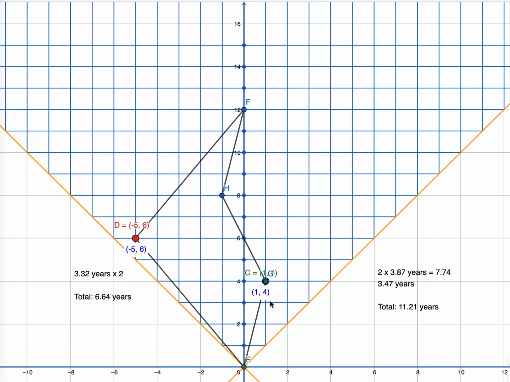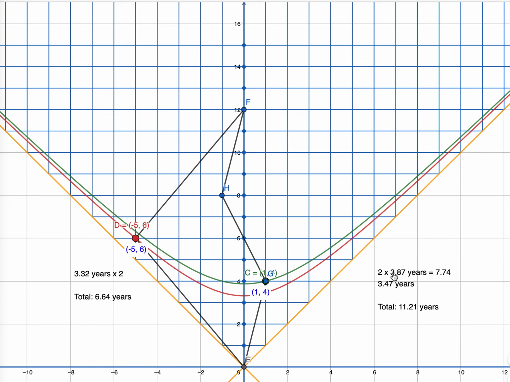Now, I'll turn on the hyperbola points because this makes it easier to see how much time passes at this point and at this point. So you can see the intersection of these green and red lines on the vertical axis. That tells you how much time has passed. So to fly out here, it took him 3.3 years, and it'll take him 3.3 years to fly back. That gives him 6.64 years for his whole journey.